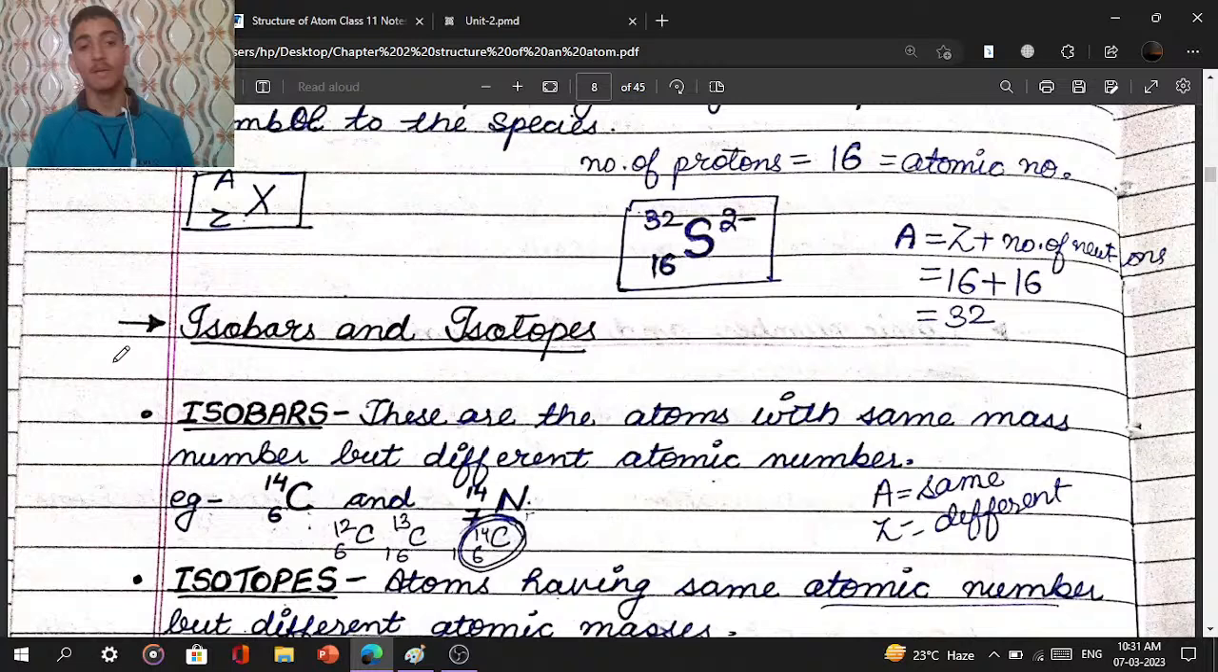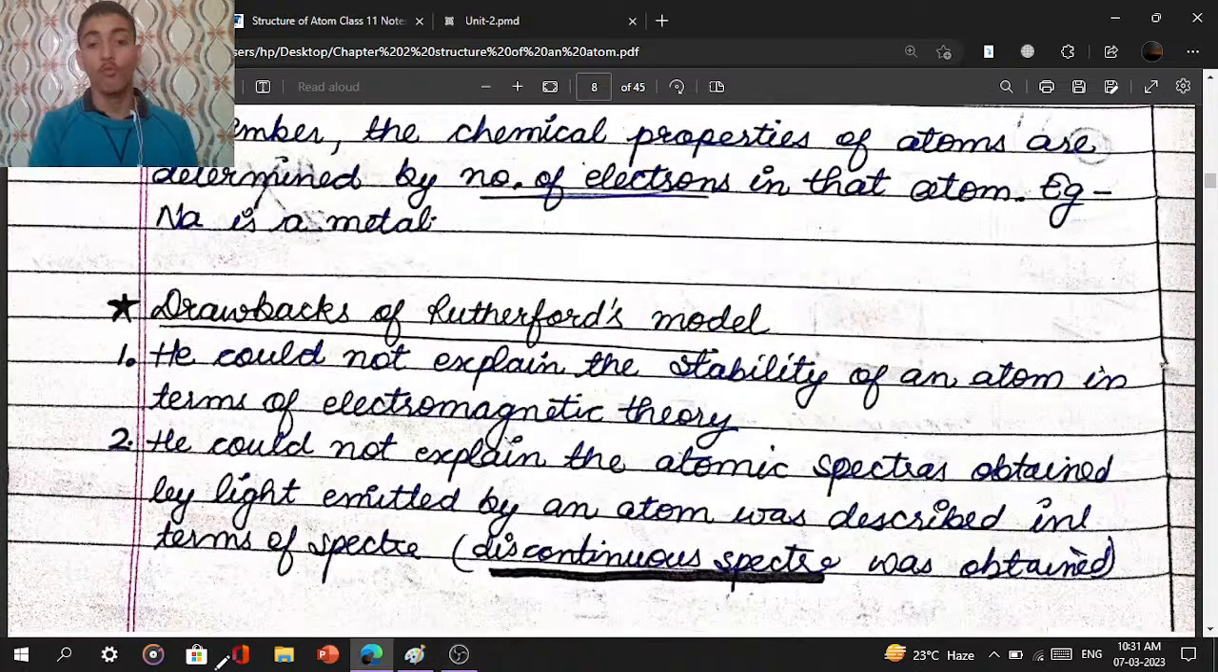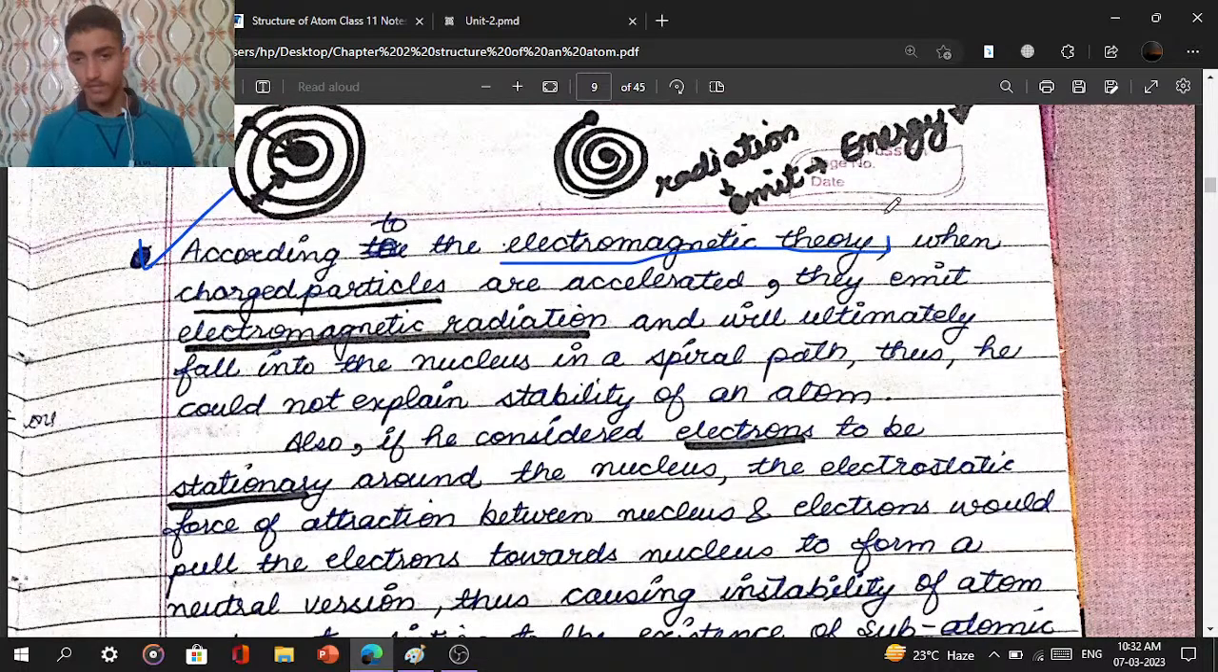What was this? That was isotones. I have also explained this, right? Then isobars, isotopes, and further the drawbacks of Rutherford's model. I have discussed this with you. Then the electromagnetic theory. So today we will be beginning with the electromagnetic theory. So let's begin.